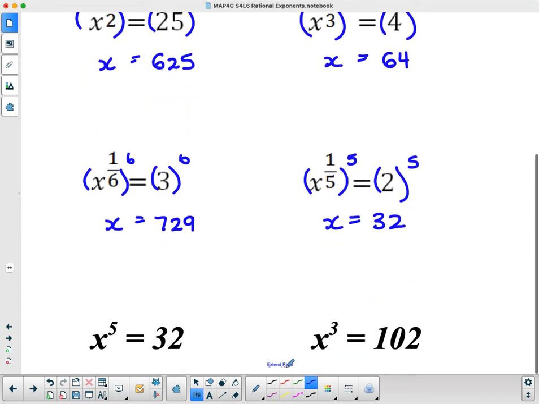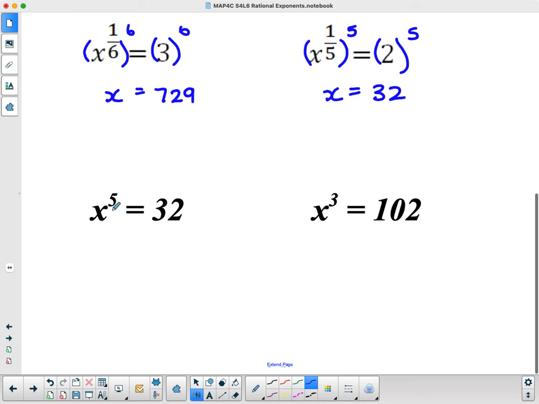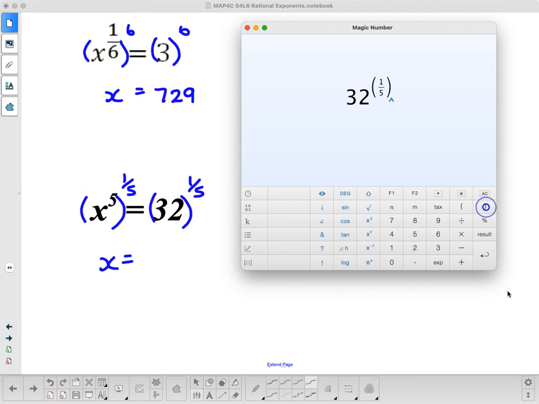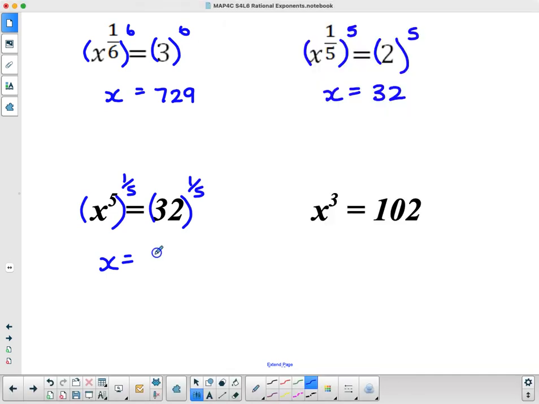Now, going back the other direction, if I know that I have x to the 5th, to get rid of a 5th, I have to raise it to 1/5. And you need to do that on both sides, to the exponent 1/5. Then you plug that into your calculator. Here, I'll let you see me plug that one in. 32 to the exponent, bracket 1 divided by 5, close bracket. It's just 2.